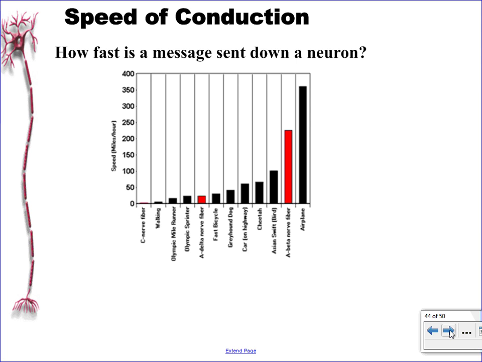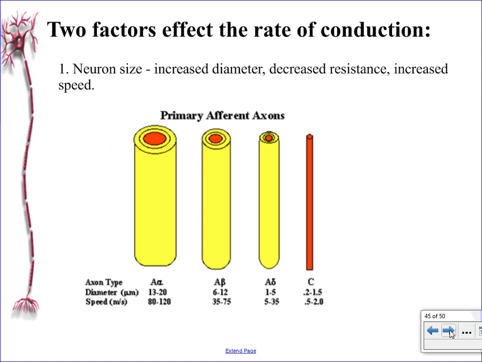So here, the red bars are showing a couple of different nerve fibers and the speed that it's traveling at. Unfortunately, here it's in miles per hour instead of kilometers per hour. But this one here, we're talking about 250 miles per hour. We're talking 400 kilometers per hour. So fairly speedy in terms of how fast a message can be sent.